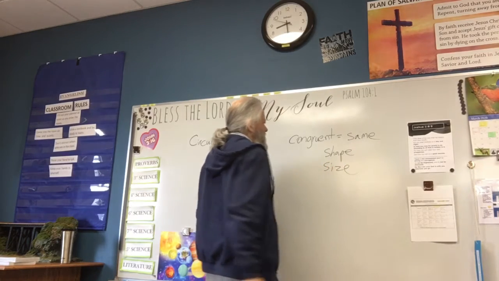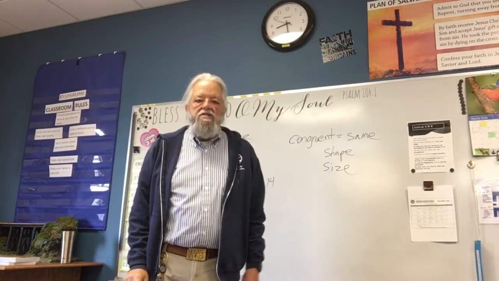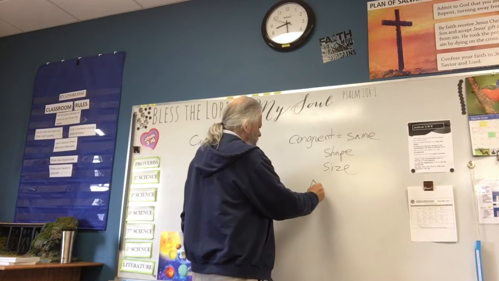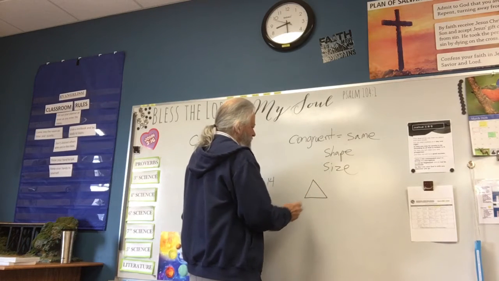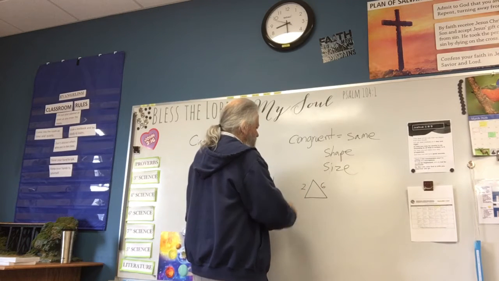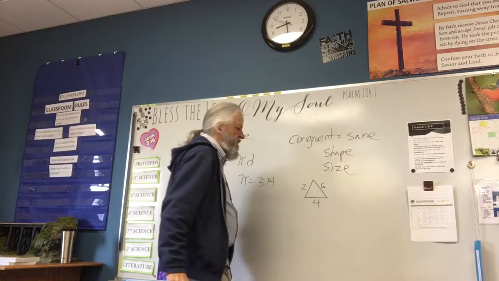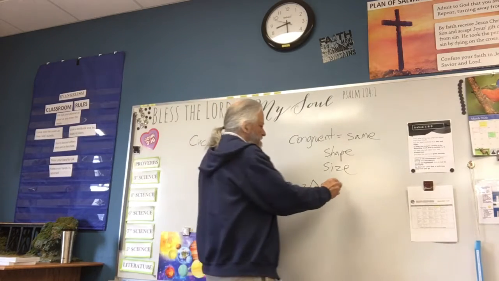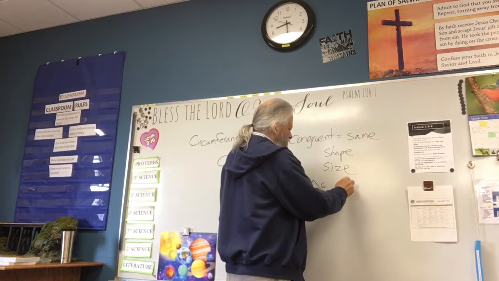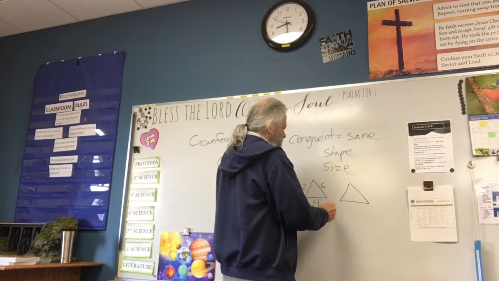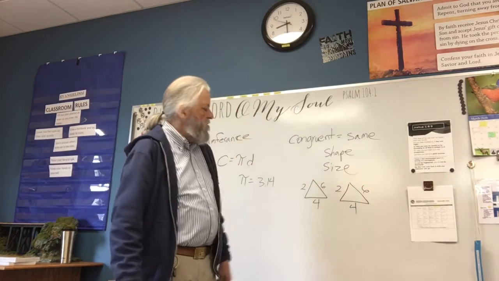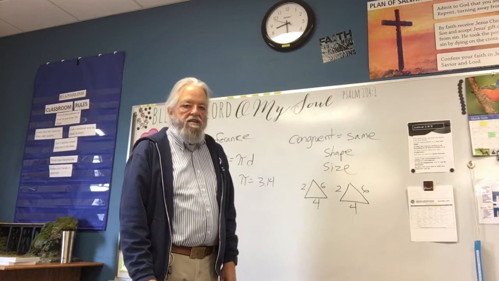Oh, Mr. Kent. Same shape, same size. All right? So if you have a triangle and it measures 6 on this side, and it measures 2 on this side, and it measures 4 on that side, then another triangle, it doesn't matter, let's just look at it, if it's the same size and oriented the exact same way, it's going to look like that.